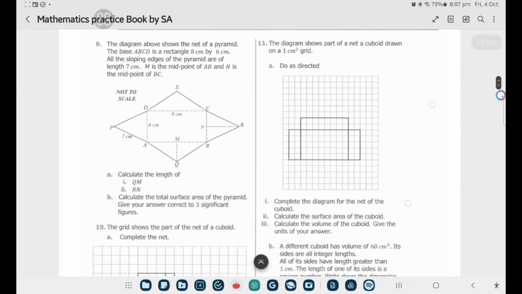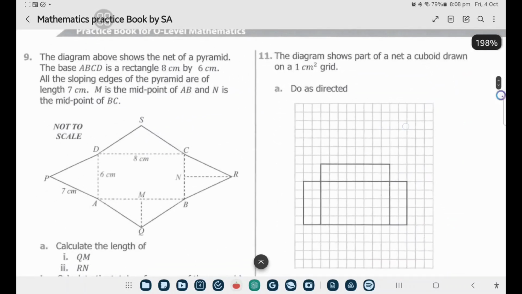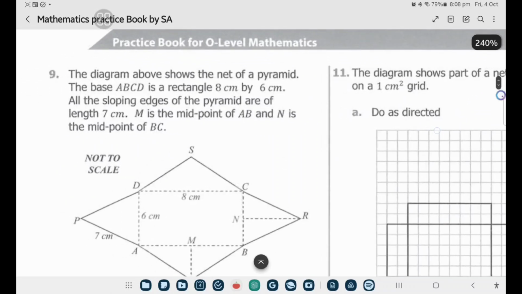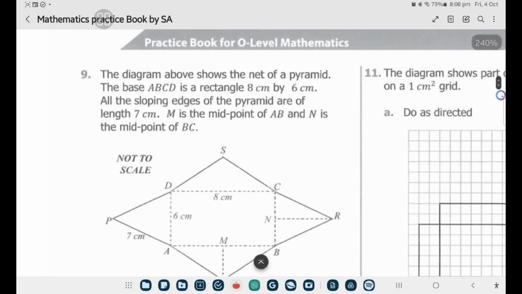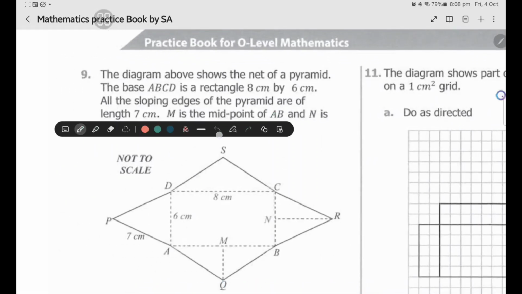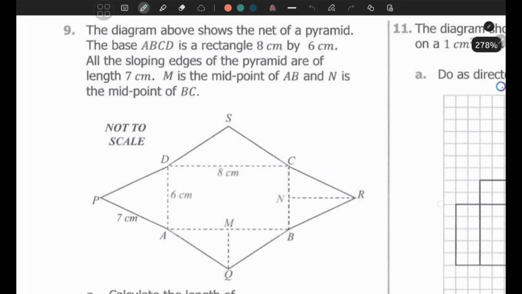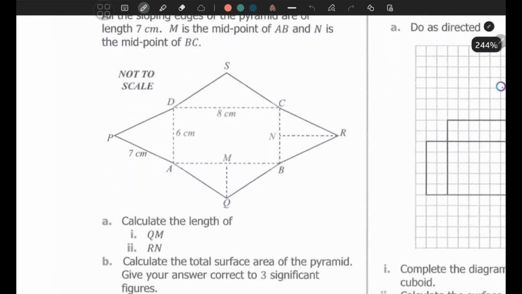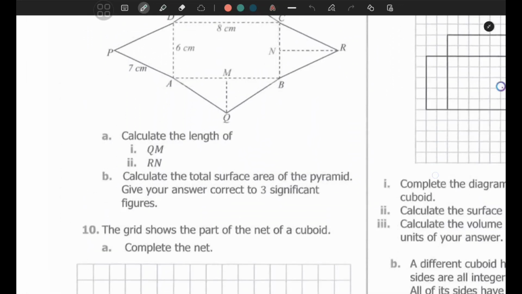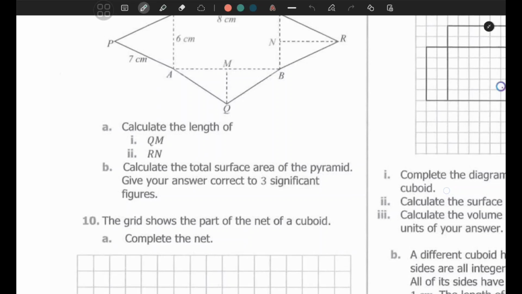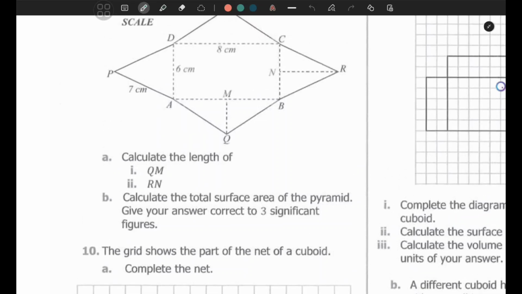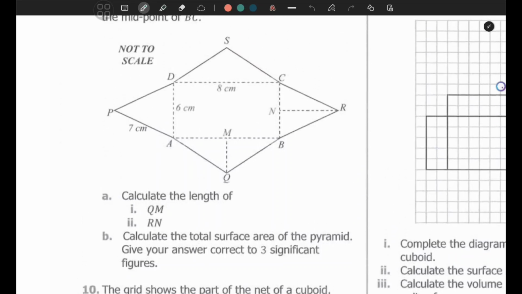Okay, looking at question number 9, net diagrams basically. So, this is the net diagram of a pyramid. The question says find QM and RN. So, this is QM, this is RN.